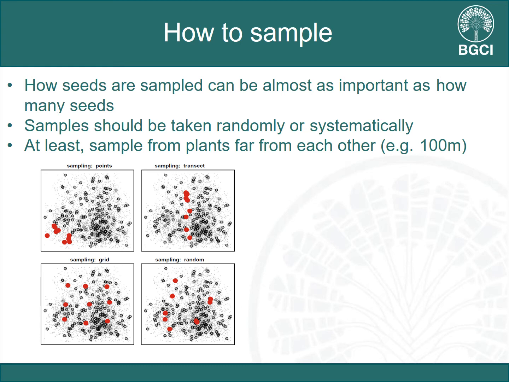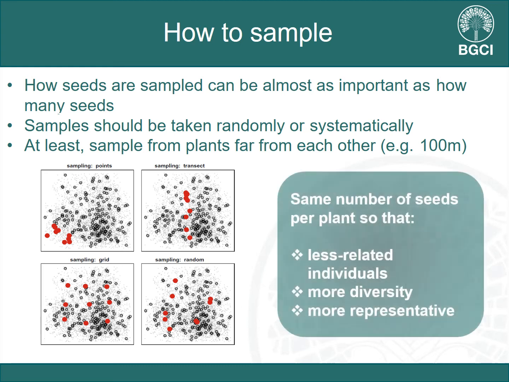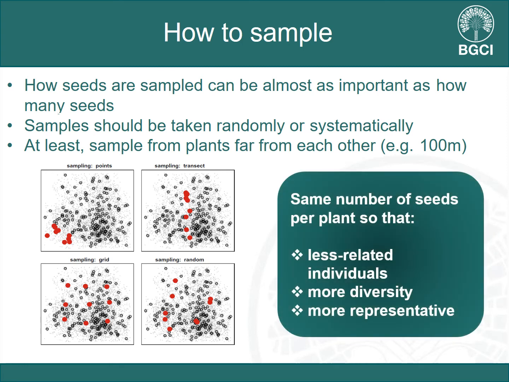You should also take the same amount of seed per plant. That is, do not sample all or most of your seed from one plant and only a little from other plants. Make it even. If this advice is followed, the seed is more likely to be diverse and a good representation of the source population.